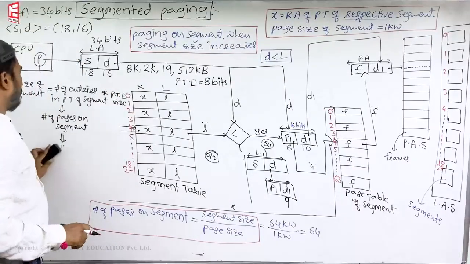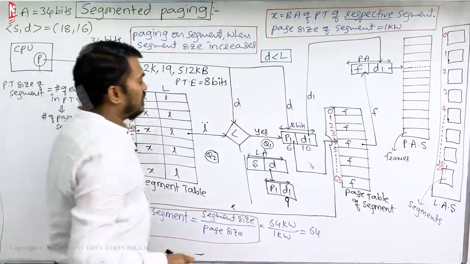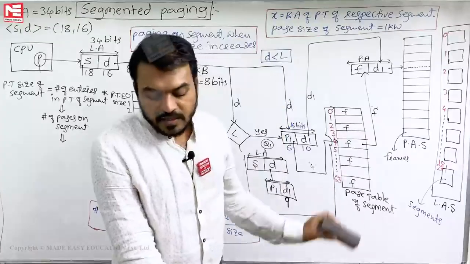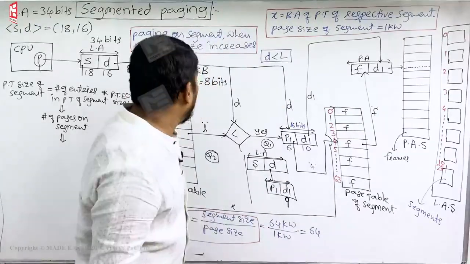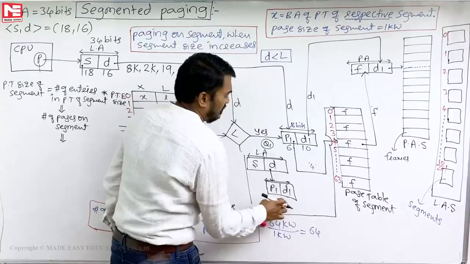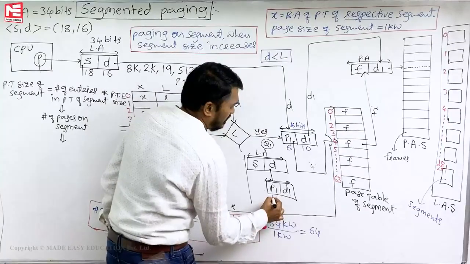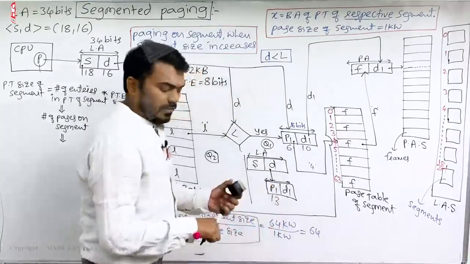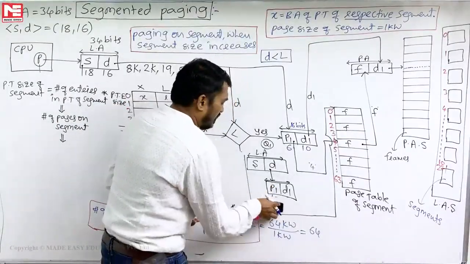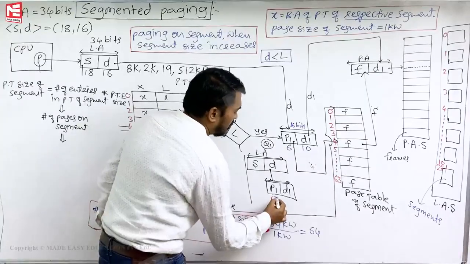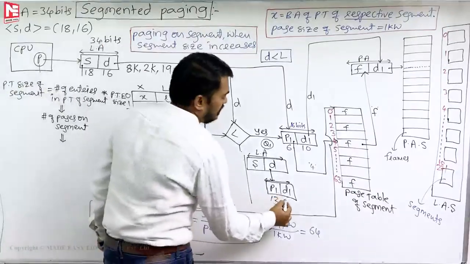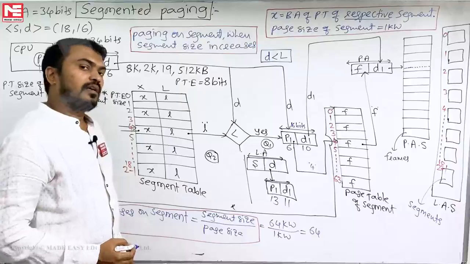So the first question is asking about the logical address. Look at what it says: consider a system using segmented paging architecture. Segment is divided into 8K pages. So P1 requires how many bits? 13 bits. And each page is having how many entries? 2K entries. So D1 requires how many bits? 11 bits. Okay, so that is clear.